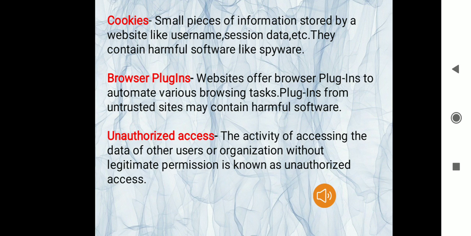The next type of threat is unauthorized access. While working on the internet, some people try to access the data of other users or organizations without having permission to do so. They can also tamper with and misuse the data. This kind of activity is known as unauthorized access.